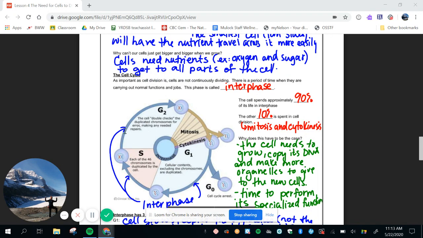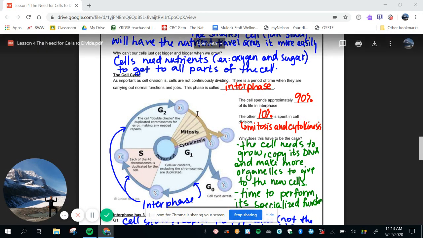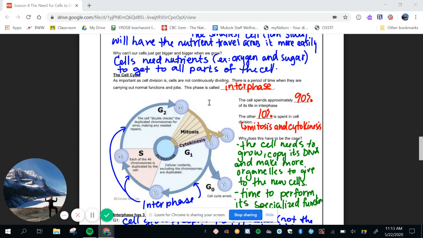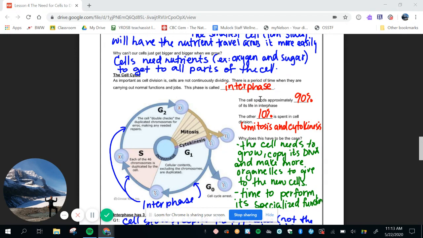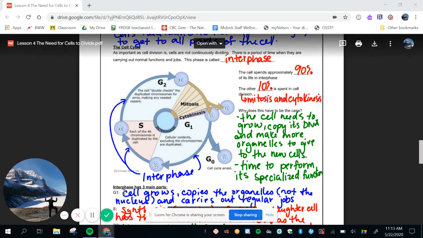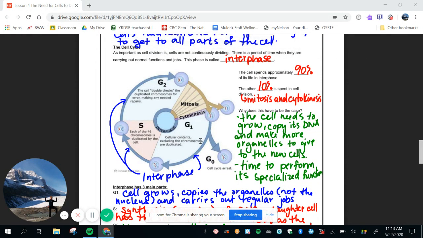So this circle that we see here, this is the cell cycle. So this is like the life cycle of the cell. I mentioned here the period of time when the cell carries out normal functions and jobs. This is what we call interphase. So the cell spends approximately 90% of its life in interphase. And we're going to mention down here, interphase has 3 parts. So G1, S phase, and G2 phase. Sometimes the cell will go into this G naught phase, which I'll tell you about at the bottom as well.